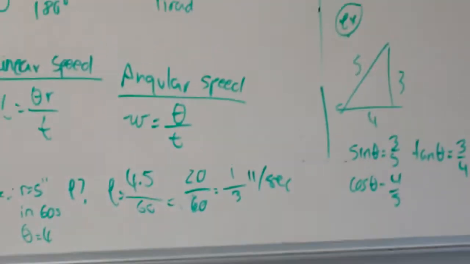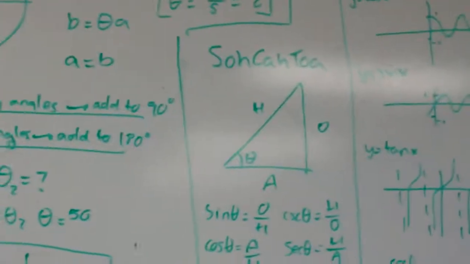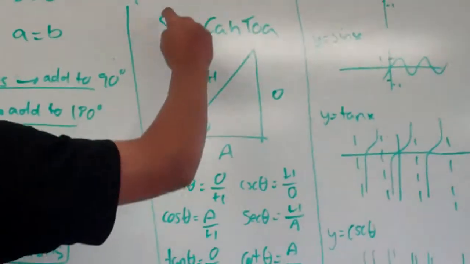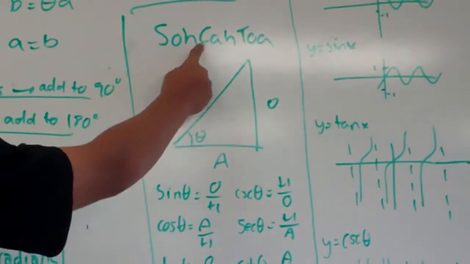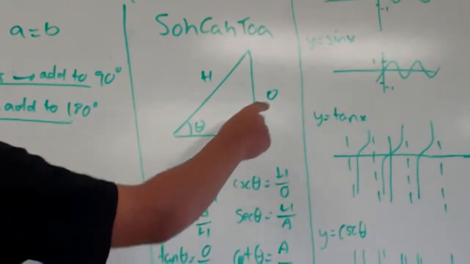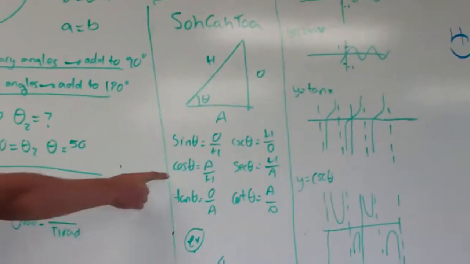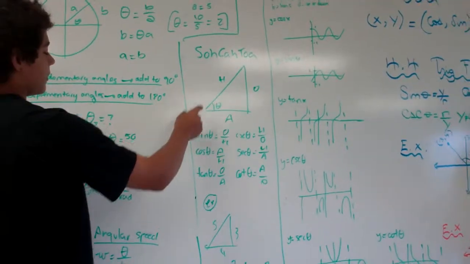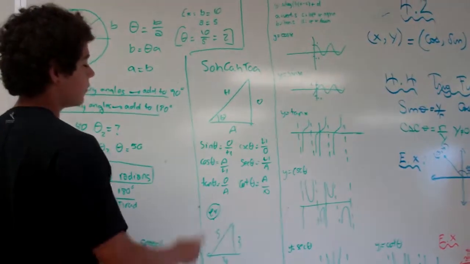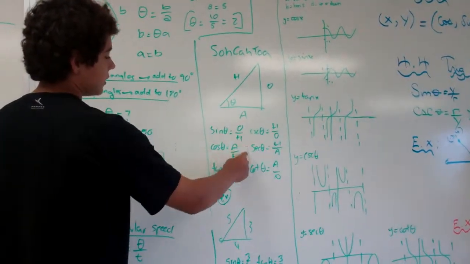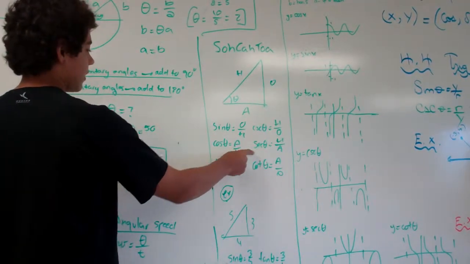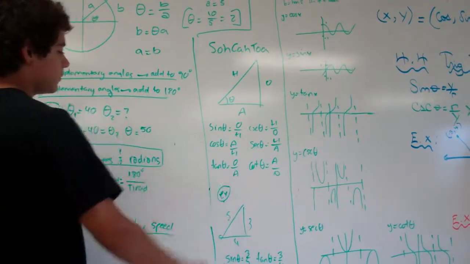Then after this, we get into trigonometry. We always have to remember this to make it easier: SOHCAHTOA for sine, cosine, and tangent. We know sine of theta is opposite over hypotenuse, cosine of theta is adjacent over hypotenuse, and tangent is opposite over adjacent. And then cosecant, secant, and cotangent are the reciprocals of these. Cosecant is the reciprocal of sine, secant is the reciprocal of cosine, cotangent is the reciprocal of tangent.